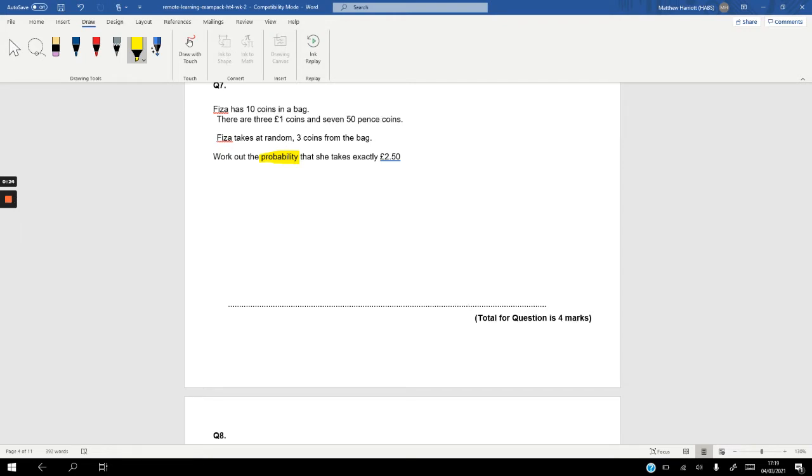So what we are going to do when we have 3 instances is we need to have a probability tree with 3 instances. Okay.